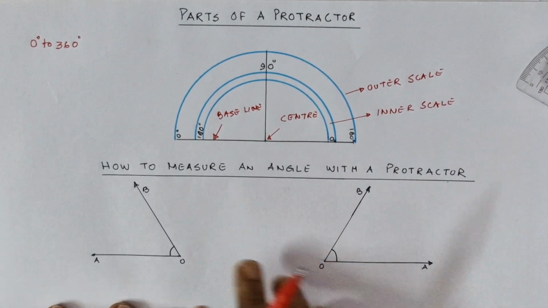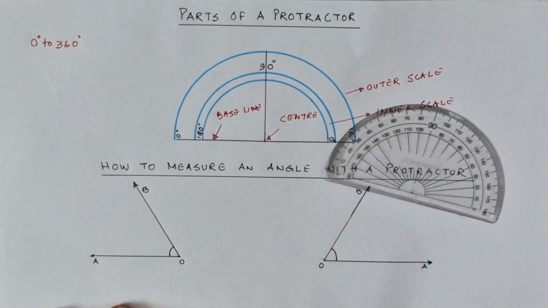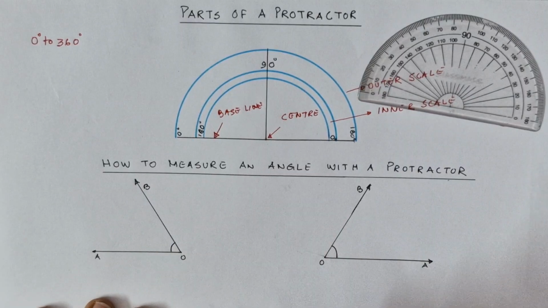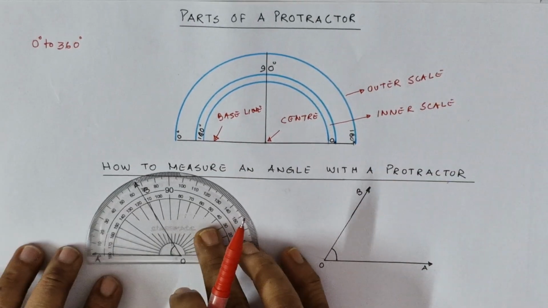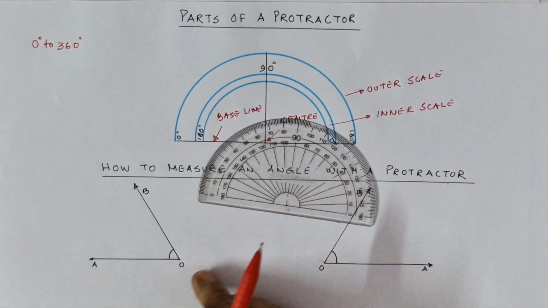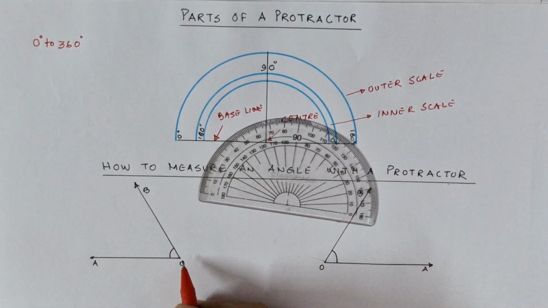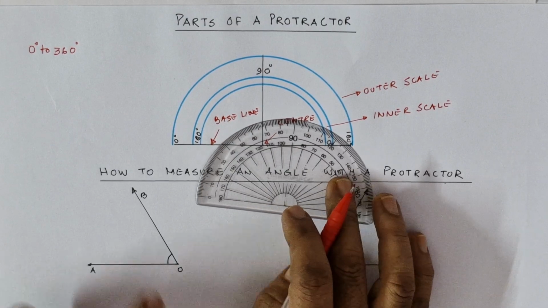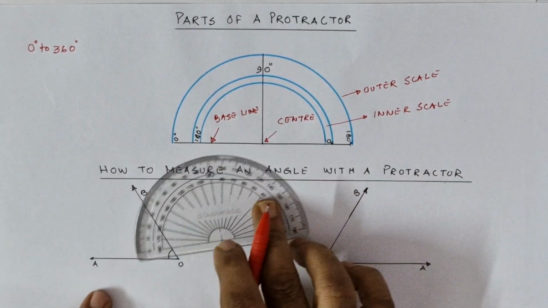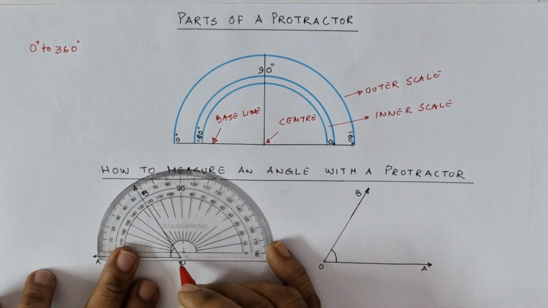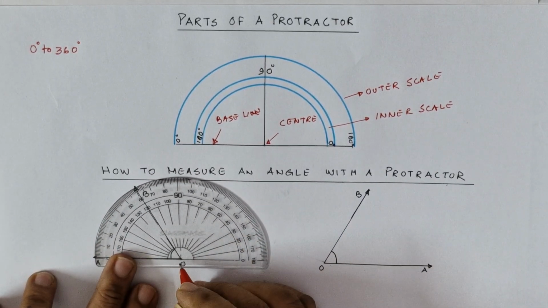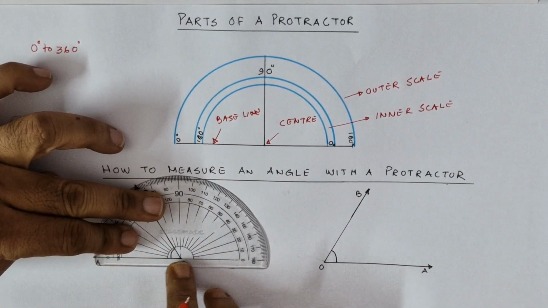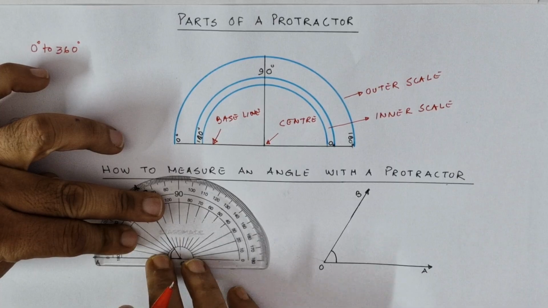Now how to measure an angle with a protractor? So for example, I have taken two figures, right? See this one. This is an angle, AOB is an angle and O is the vertex, right? So place the protractor in such a way that the baseline lies over the arm. So this is the base arm here, and the center point should meet the vertex.